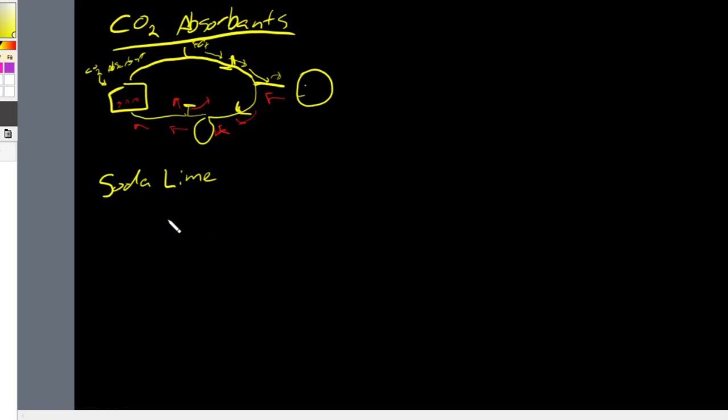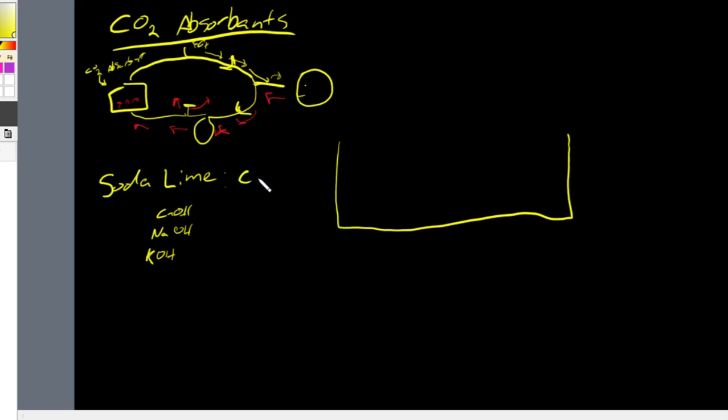So Sodalime contains calcium hydroxide, sodium hydroxide, and potassium hydroxide. And the way that I'm going to draw how this Sodalime canister works and all the chemistry involved is through this diagram right here. So this is going to be our CO2 canister. We're going to have carbon dioxide come in at one end. It is going to go into this black box, which will deconstruct. And then out of it, we're going to get water and heat.